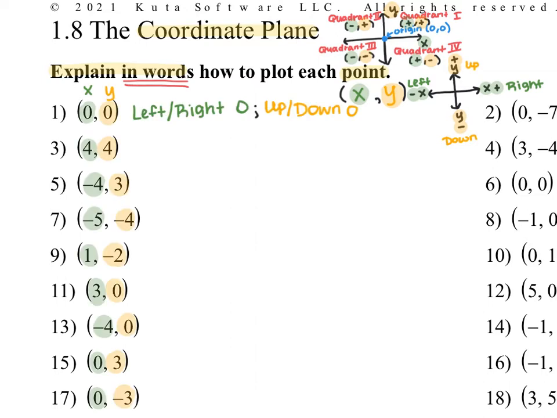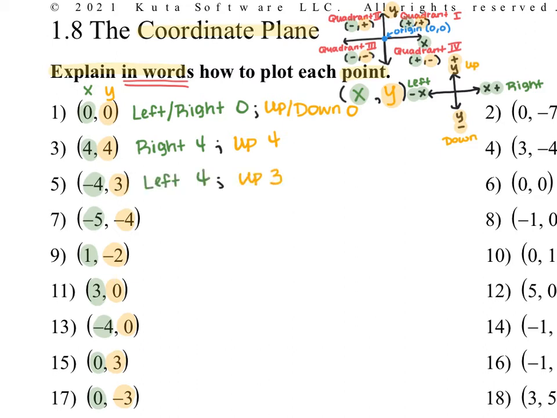So for number 1, since the x value is 0, you say left or right 0. Since the y value is 0, that's up or down 0. So that's actually at the origin, so you really don't move any to plot that point. For number 3, you always start at the origin to plot any point. Since the x value is positive, you go to the right 4. Since the y value is positive, you go up 4.